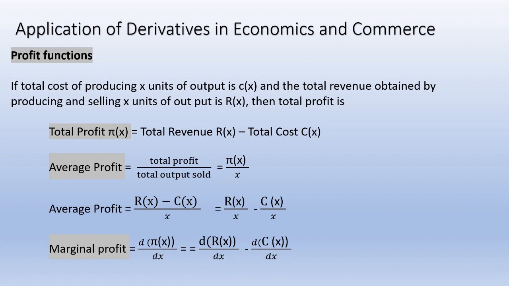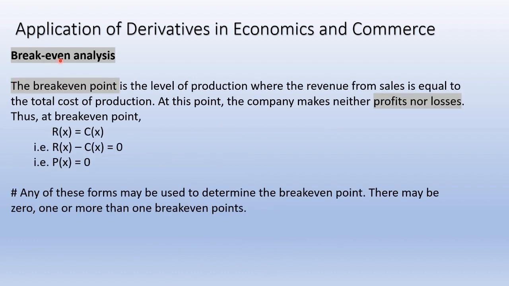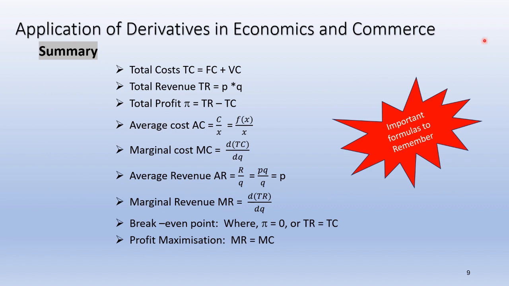Break-even analysis. The break-even point is a level of production where the revenue from sales is equal to the total cost of production. At this point, the company makes neither profits nor losses. Thus, at the break-even point, R(x) is equal to C(x). That is, R(x) minus C(x) is equal to 0. That is, pi(x) is equal to 0. Any of these forms may be used to determine the break-even point. There may be 0, 1 or more than one break-even point. These are the formulas.